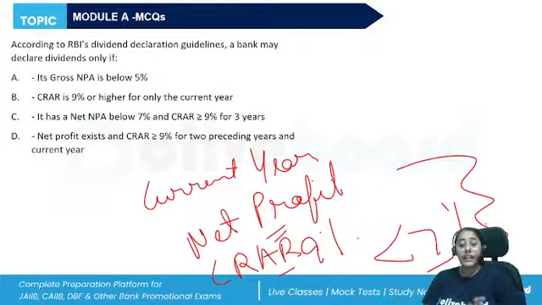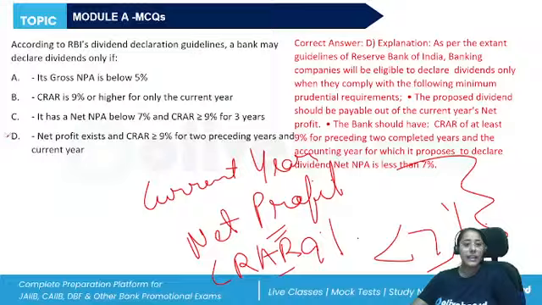Also, the CRAR for the preceding two completed years and the accounting year for which it proposes. Alright, so the correct answer will be D. Net profit exists and the CRAR minimum 9% for the preceding 2 years as well as the current accounting year.